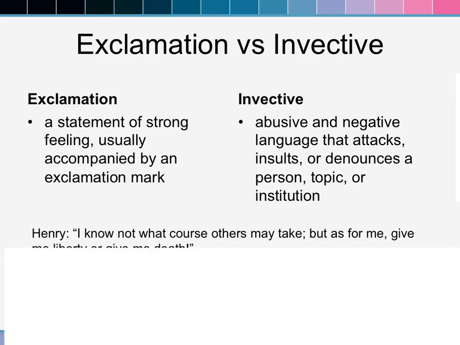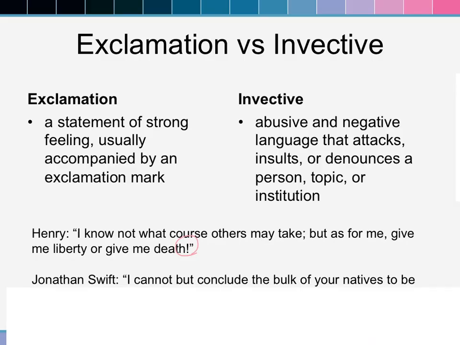Let's look at some examples. So again, from Patrick Henry's speech, he says, "I know not what course others may take, but as for me, give me liberty or give me death." Now, we have a whole host of things happening here, but when we look at this, we see strong emotion. He does not want to be feeling like he is enslaved. He does not want this absence of freedom anymore. So we have that strong emotion, and we have that lovely exclamation mark that signifies it for us.